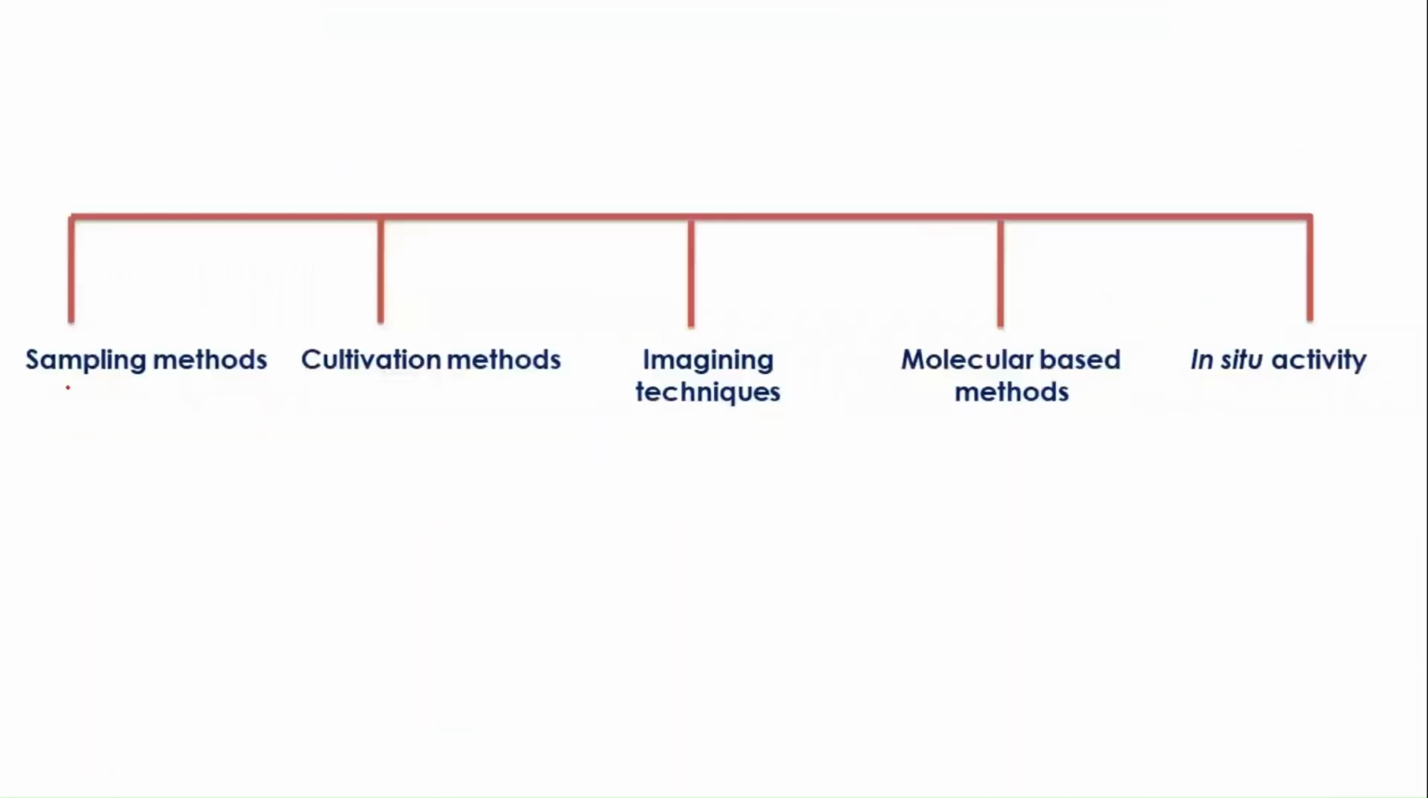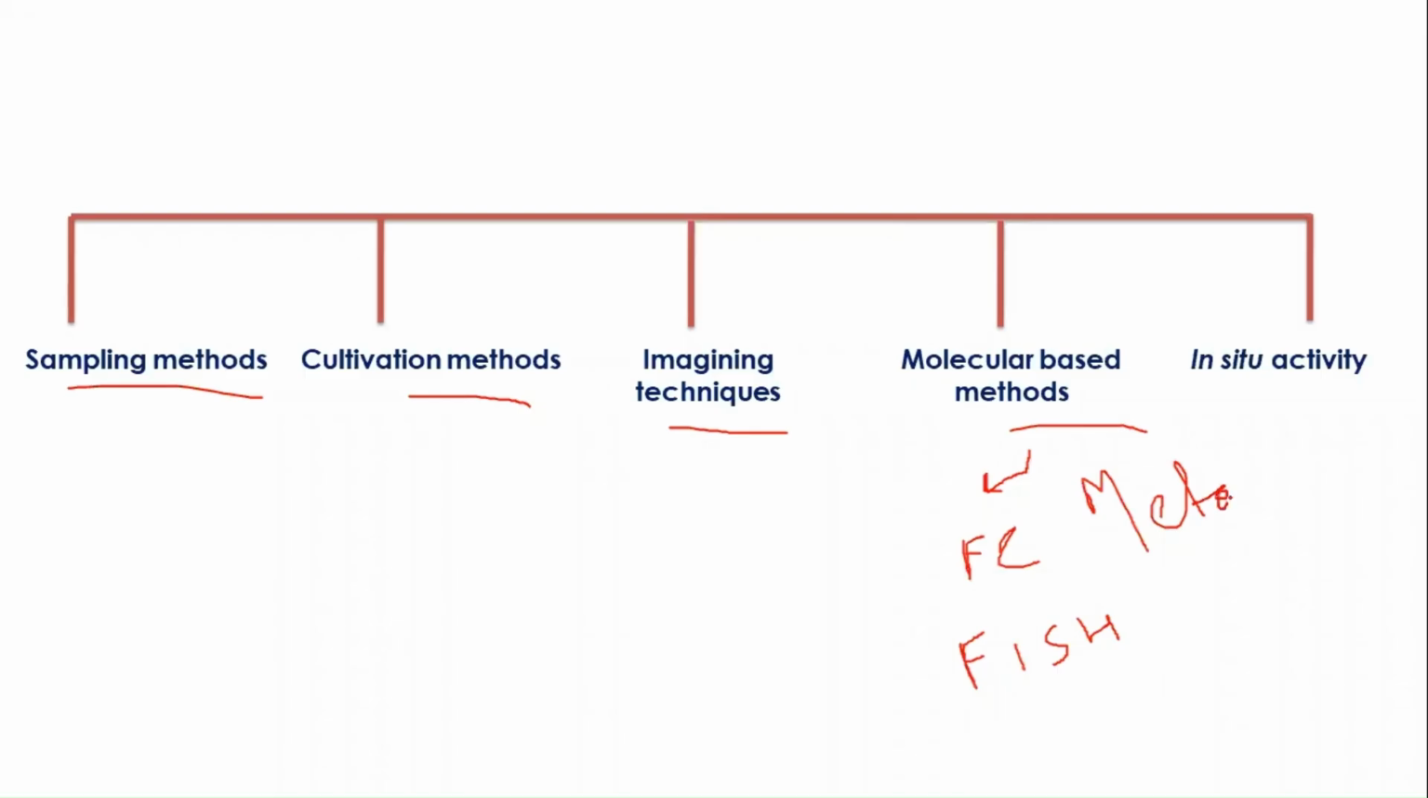Now I have covered the sampling methods, the various methods for cultivation of bacteria or microbes, imaging techniques, and the various molecular based methods, not directly the 16S but also those used in flow cytometry and fluorescent in situ hybridization. Okay, that is FISH. And then we have also seen genomic techniques, the evolution of which has made life easy to do metagenomic studies. Okay.